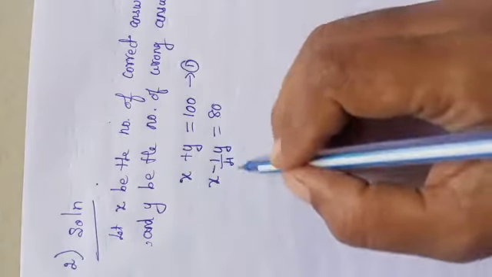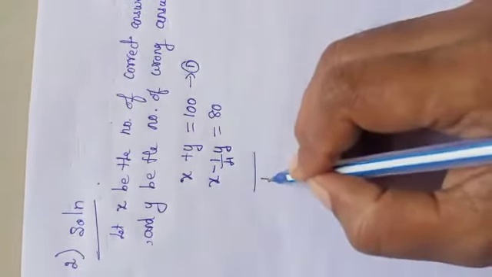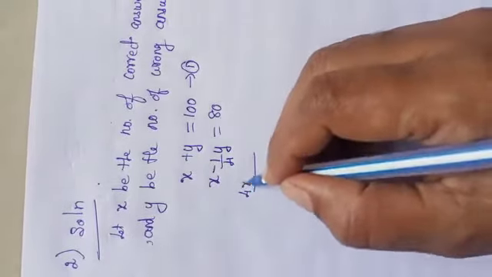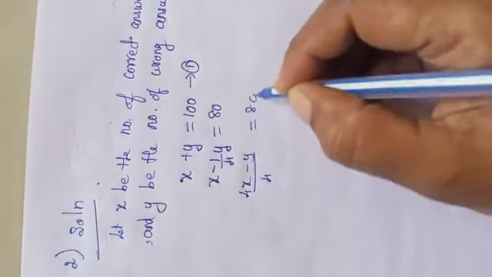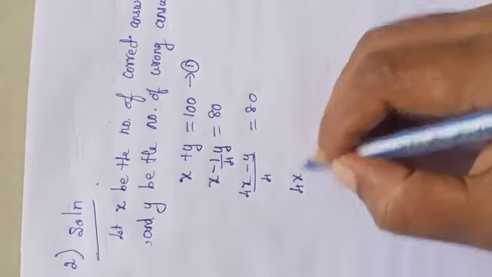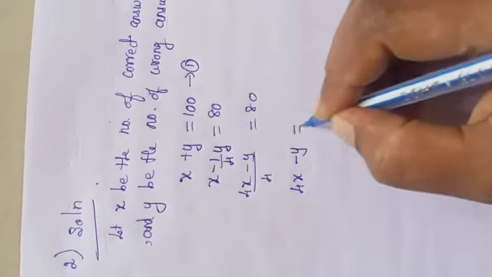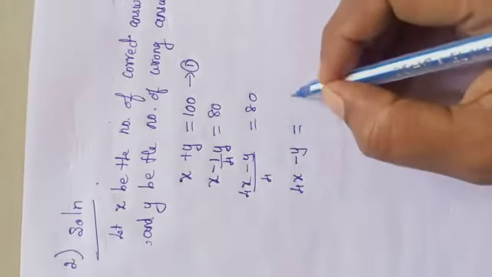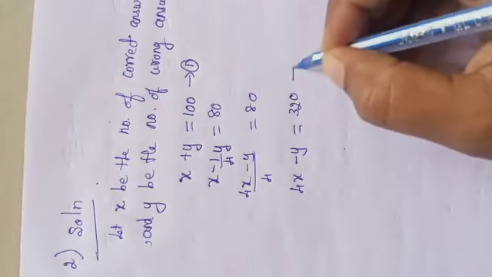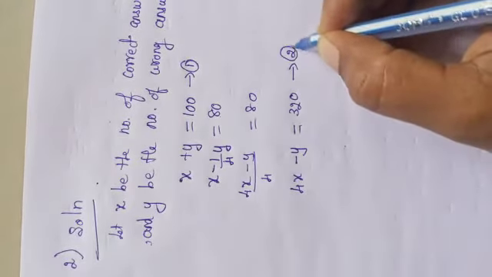Shall we simplify? Since it is in fraction form, take LCM 4. So 4x minus y is equal to 80 into 4, that is 320. This is equation number 2.